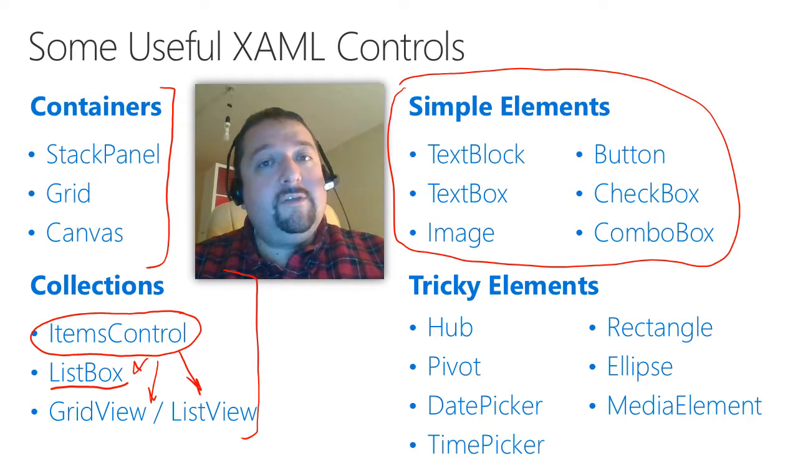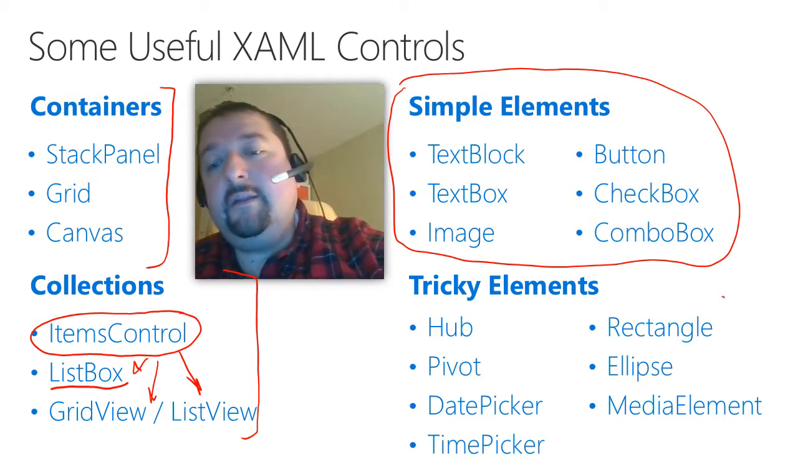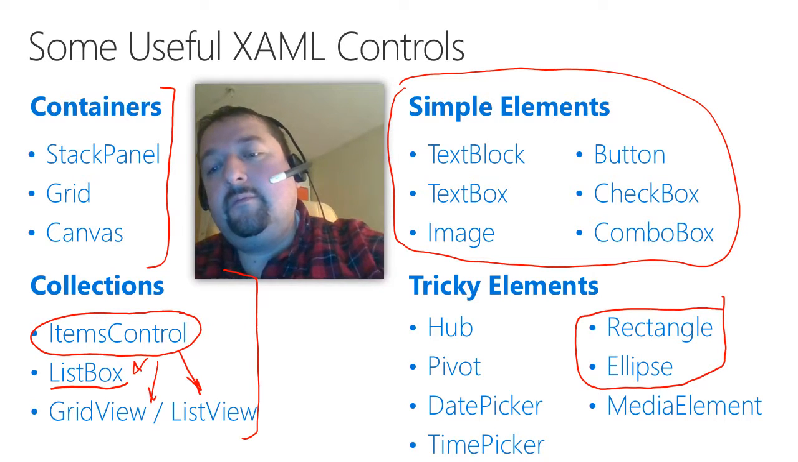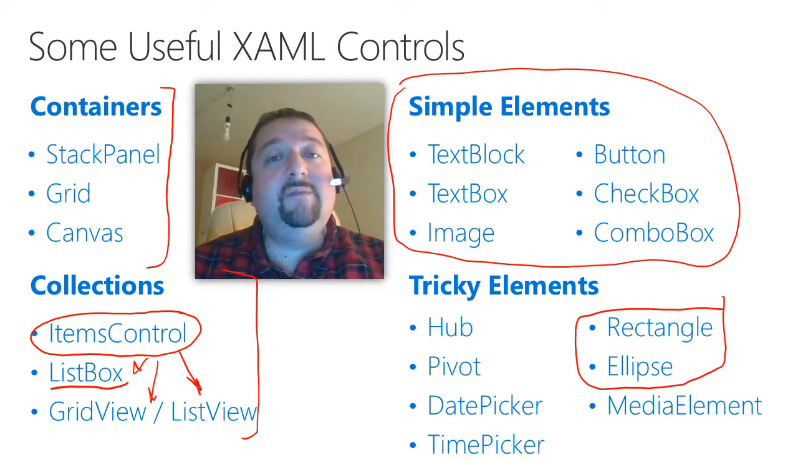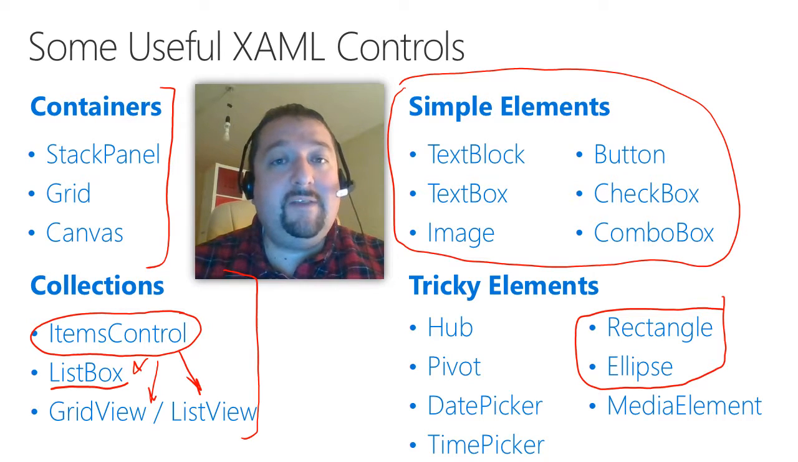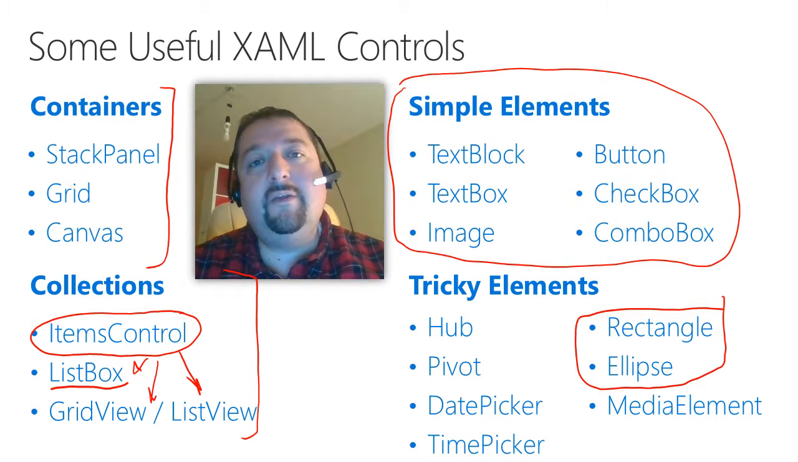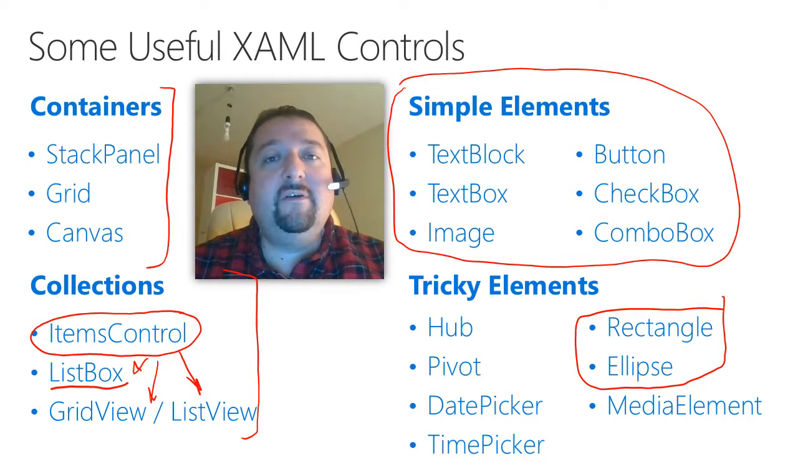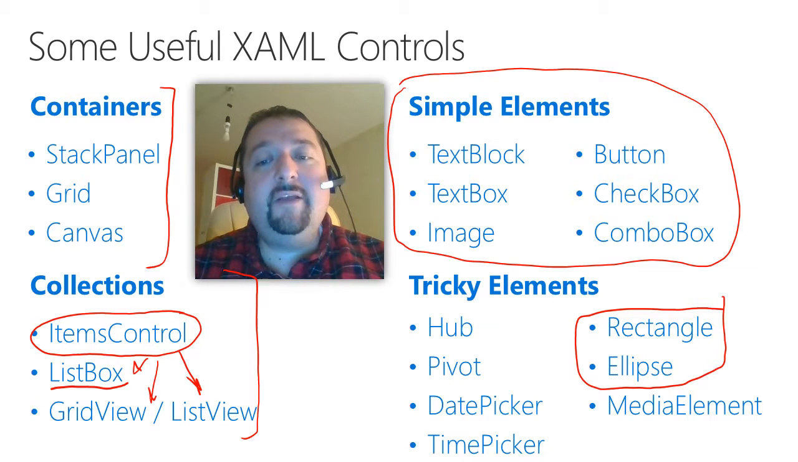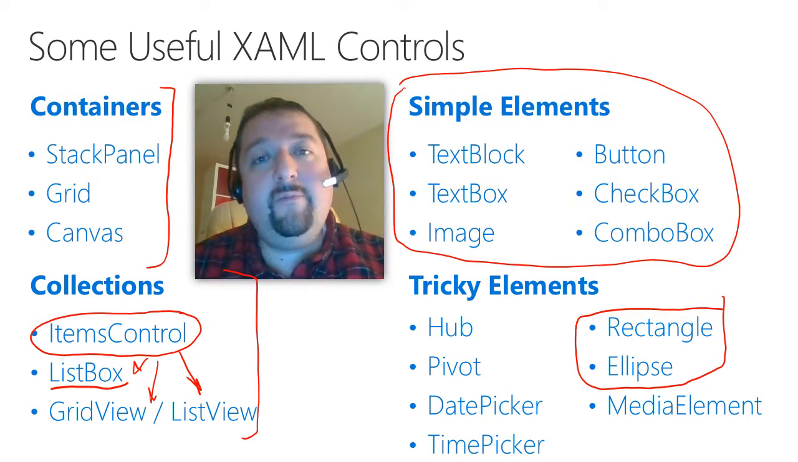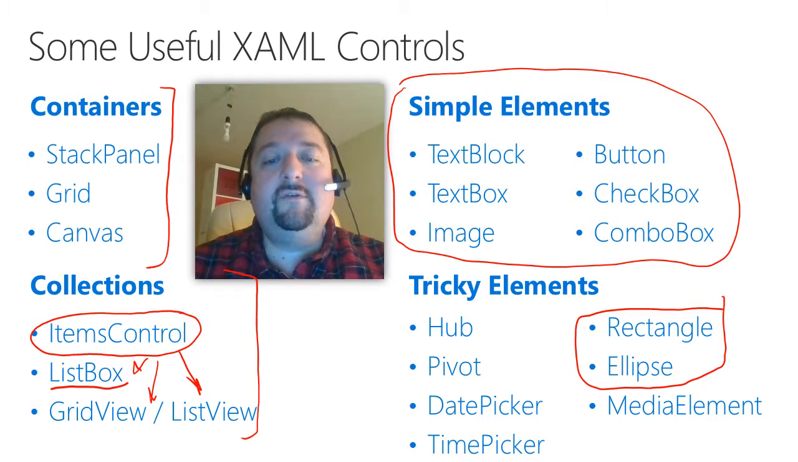And then there are also some very tricky controls. For example, rectangle and ellipse, those are quite obvious elements. They just display graphical elements, and they can be useful if you want to draw some geometric figures on the form. We can use rectangle, we can use ellipse. And for example, if we just want to draw a text box with a frame outside it, we can also use those.